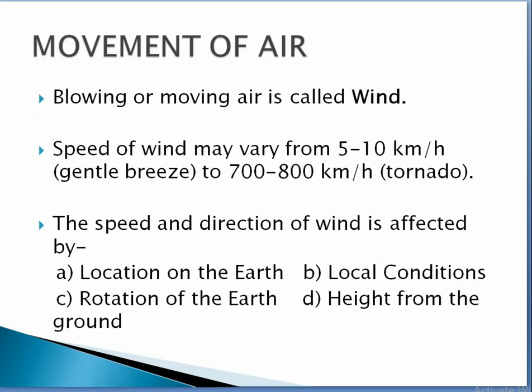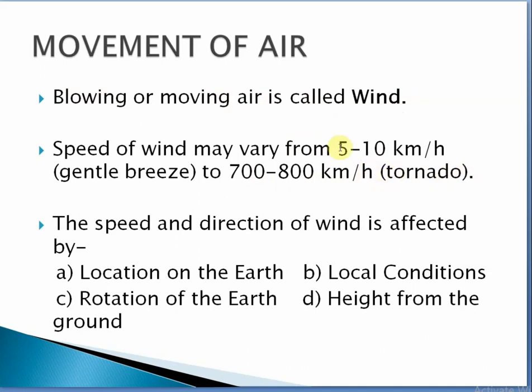Then the next slide is the movement of air. As we already know, blowing or moving air is called wind. We got the definition in your previous class, and I also said it at the start of my explanation. The speed of wind may vary from 5 to 10 km per hour, which we generally term a gentle breeze, to 700 to 800 km per hour, which we call a tornado.